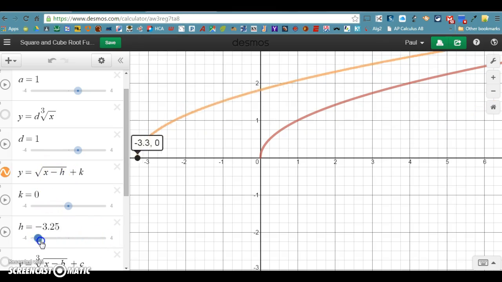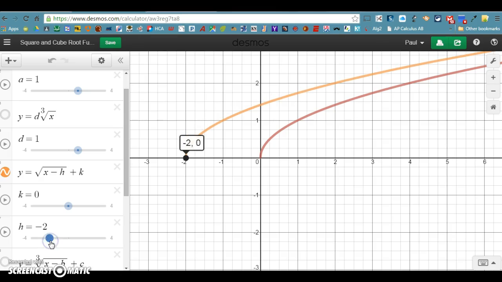If I were to change my slider and make it negative, something like -2, now I'd have x minus -2, which is really saying x plus 2 is inside here. And -2 in that case would be the first x value that I could plug in that would allow me to take the square root of 0, which is the first part of my domain.